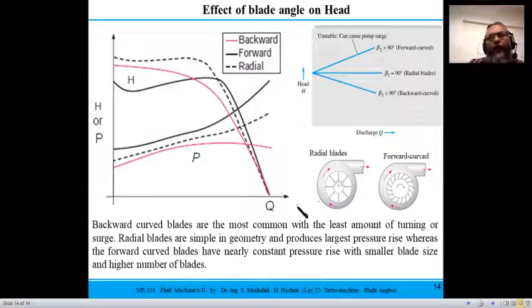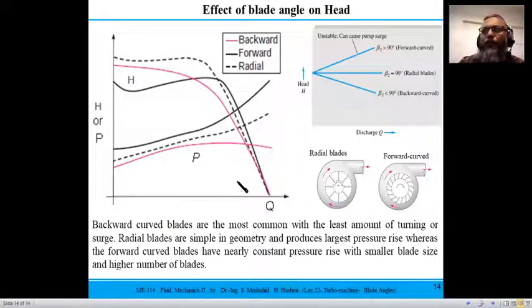So even though the backward curve blade is better in this graph, depending on different applications, requirements and cost, curved blades require more construction cost because they are complicated in design. So in some applications where you are not bothered with the head and the flow rate is not that crucial, one can have the radial blade as well. So different applications do have different types of blades.